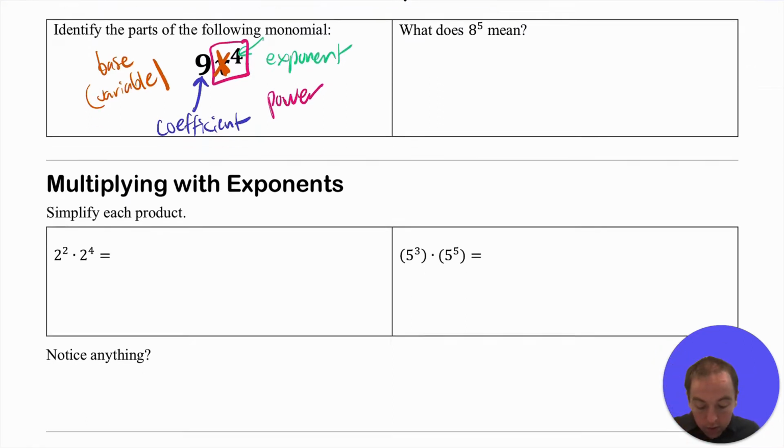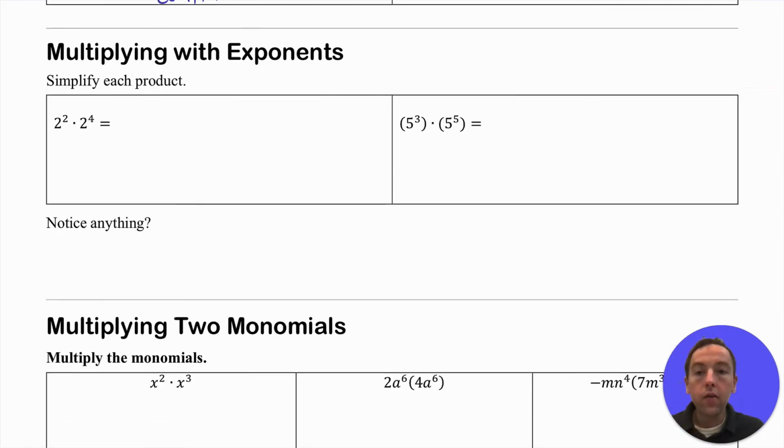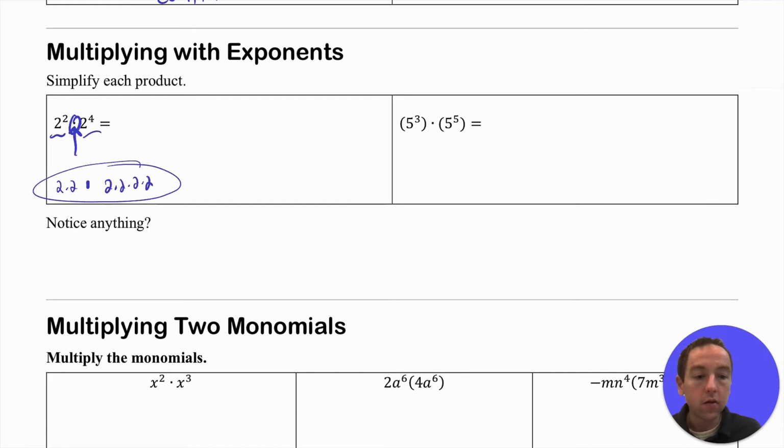So jumping down to here, when we think about multiplying each of these expressions, or to simplify the product, what we're trying to do right here is multiply 2 to the 2nd with 2 to the 4th. Now, if you think about what 2 to the 2nd means, it means 2 times 2. And 2 to the 4th means 2 times 2 times 2 times 2. And then because of that dot right there, you're going to multiply. So what does it mean when you multiply 6 2's in a row? It means 2 to the 6th.